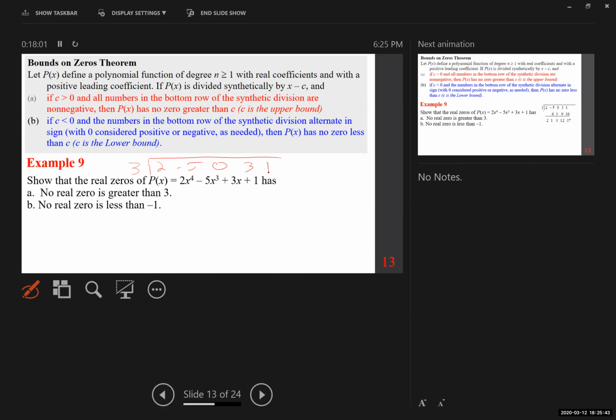Do the synthetic division. You know what that means, right? So we are putting them in order: 2, -5, 0 for x squared, therefore 0, 3, 1. And all you have to do is come up with the next row. That's all you have to do, class. So what is the next row? And you're more than welcome to work together, okay?